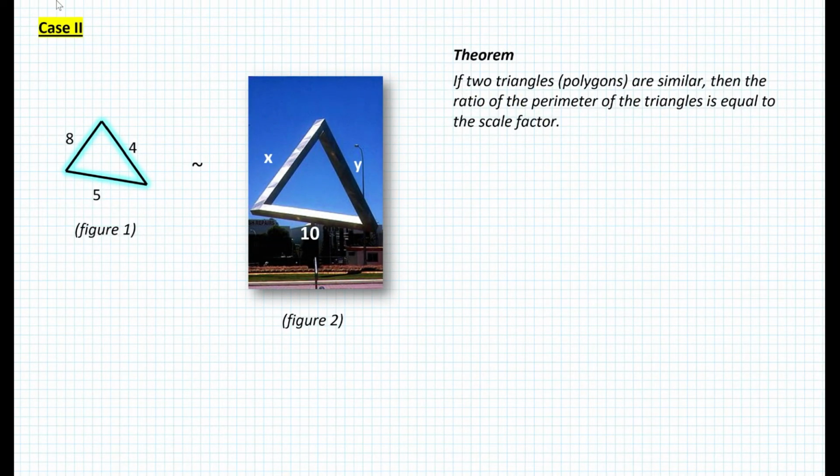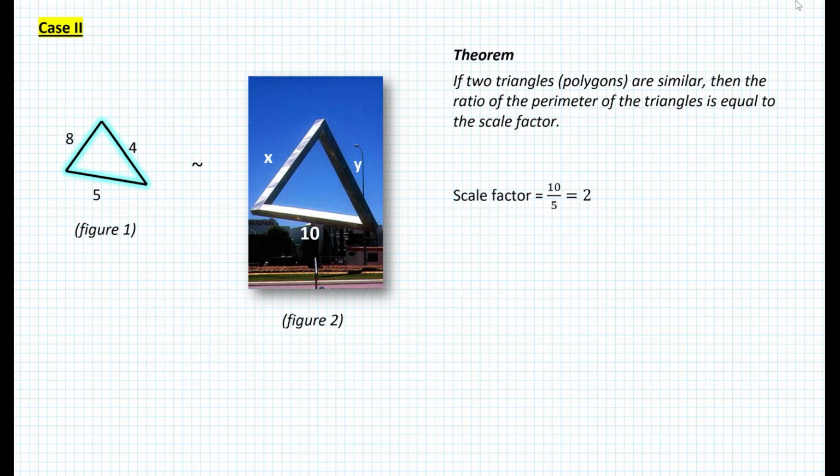How do we use the theorem that we just introduced to figure out the perimeter of the second triangle, or the triangle in figure number 2, given that the sides in figure 1 are swapped now? Now we have that the left side has a length of 8, the right side is 4, and the bottom side is 5. Well, let's figure it out. What is the scale factor? That's the first thing we need to find.